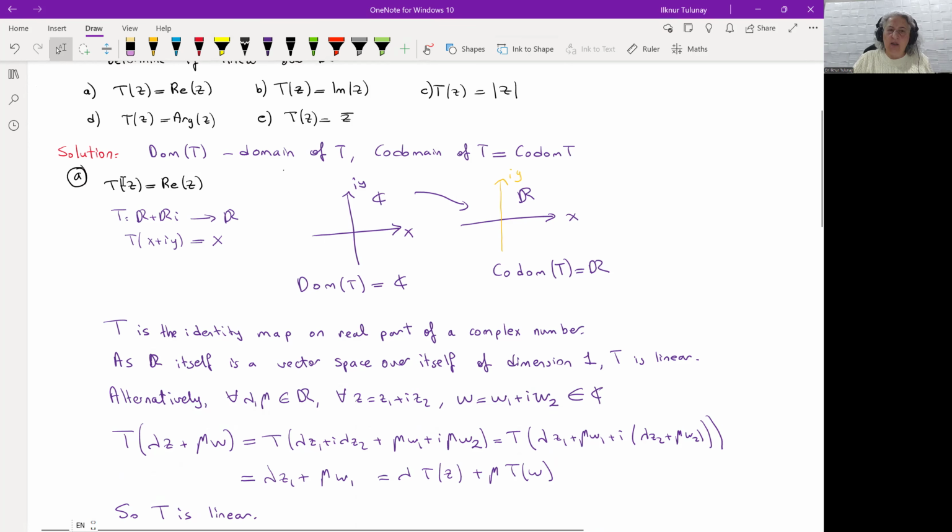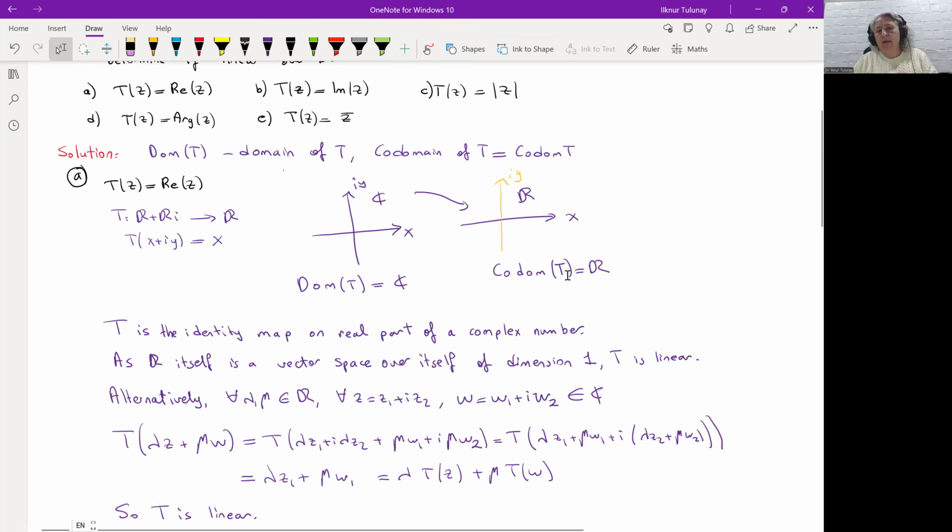So for this, every complex number goes to a real number, meaning every x plus iy goes to x. Everything in the first space, which is the input space, is the whole complex numbers, because this is defined for all complex numbers. So the domain is the complex numbers. That's easy.